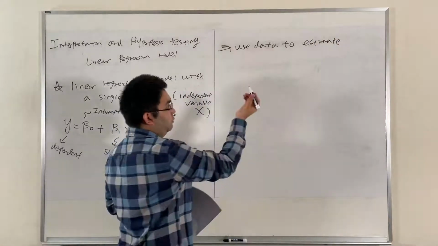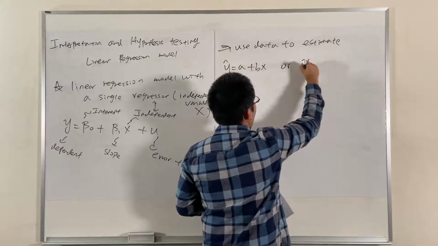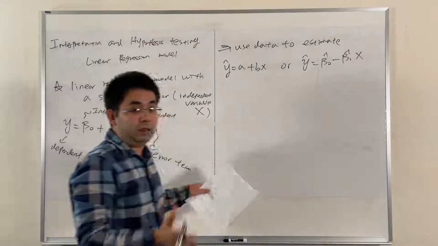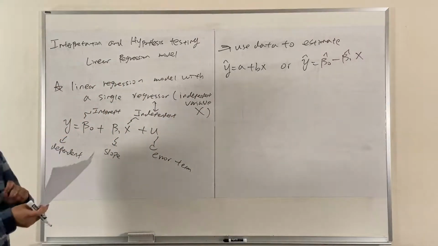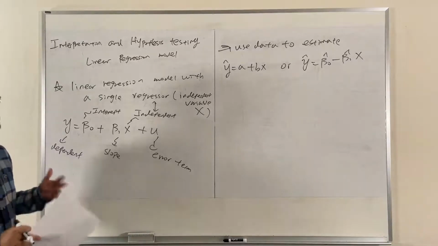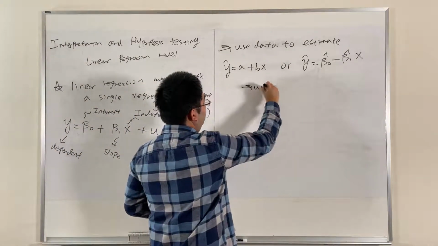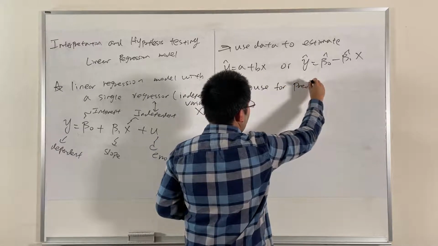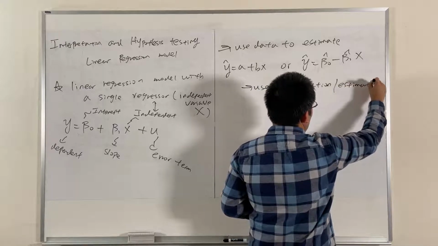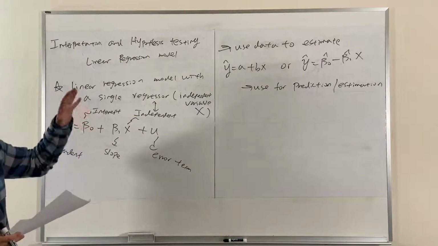And therefore, some people write y hat equals a plus bx, and some people like to write y hat equals beta naught hat plus beta 1 hat x. They're both correct; it depends on how you want to do it. One thing that's important is, as we discussed in our previous videos, these equations can be used for prediction, or estimation. Now let's go ahead and talk about interpretations of these variables.